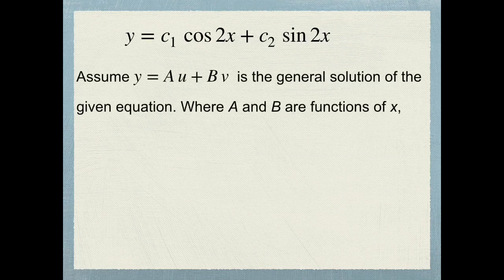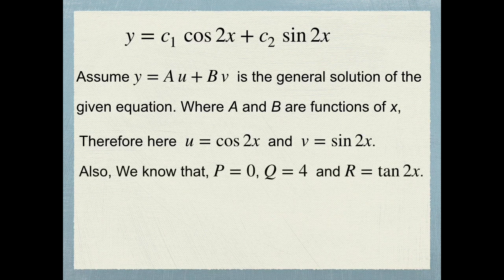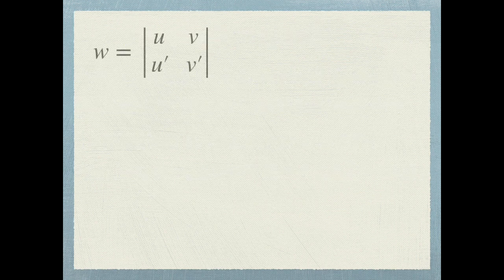Now in the second step, we will assume y is equal to au plus bv is the general solution of the given equation, where a and b are functions of x. So it obviously implies u is equal to cos 2x and v is equal to sin 2x. Also, comparing with the standard form, I am getting p is equal to 0, q is equal to 4 and r is equal to tan 2x.